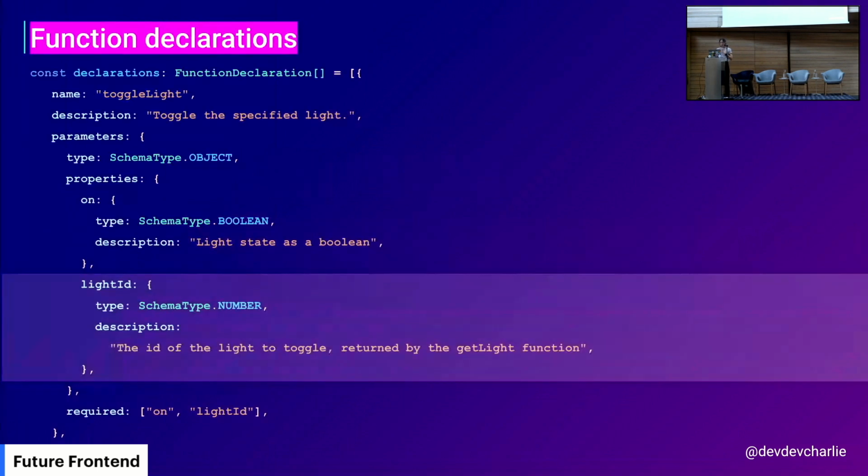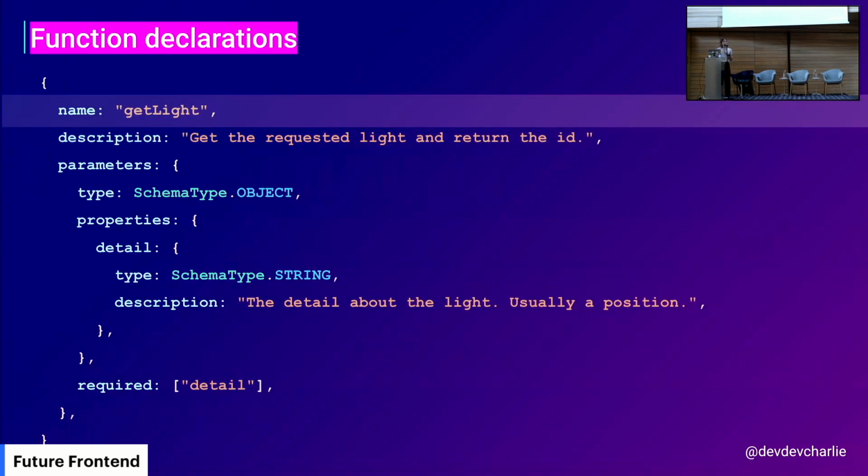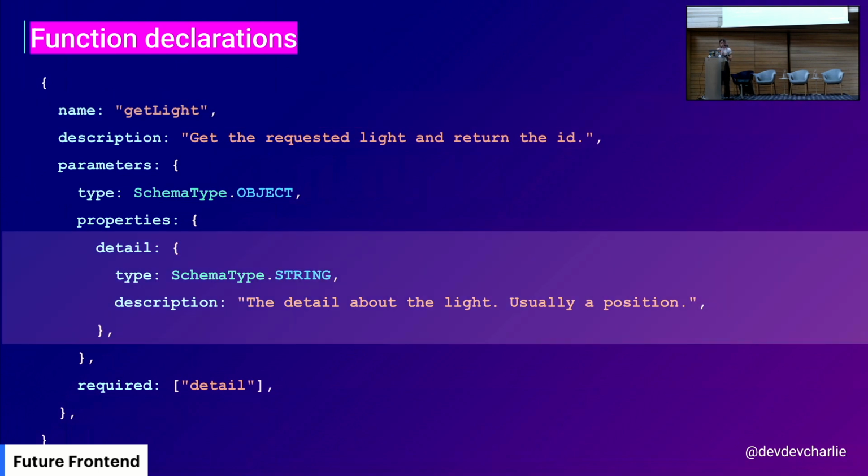So to start, we have to update our function declaration because now toggle light will need a light ID. We have on, true or false, but now it's like, okay, which one. Here I am saying that the light ID is going to be a number, and the description is the ID of the light toggle that is returned by the getLight function. And I'm adding a new function declaration called getLight. Here I have a property called detail that's going to be a string, and my description is the detail about the light, and usually a position.